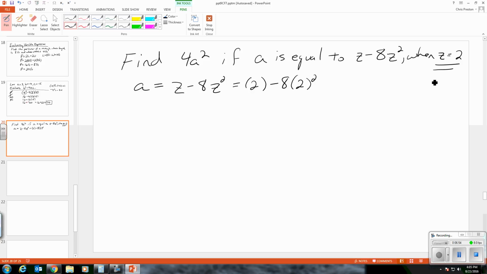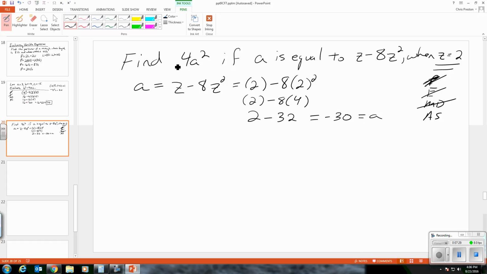So again, order of operations. Again, not really an issue here because these aren't groups, they're just 2's. Exponents, so it's square first. So that would be 4. 2 times 2 is 4. Then multiply 8 times 4, 32. And then subtract, so negative 30. Now that's what a is.